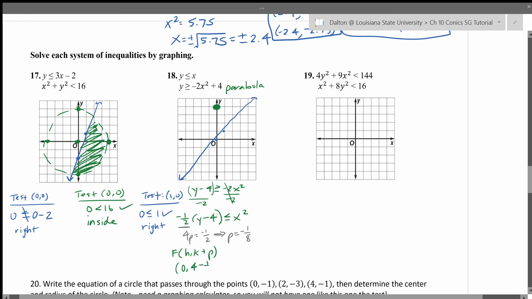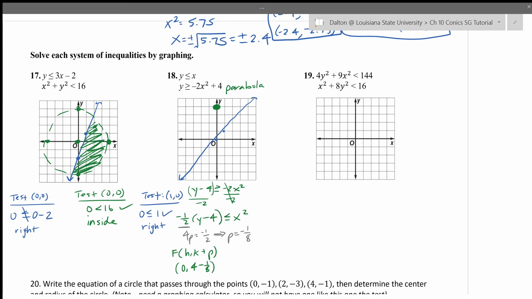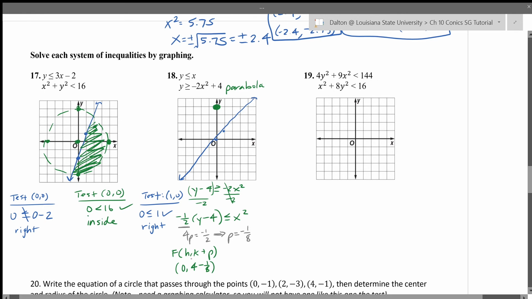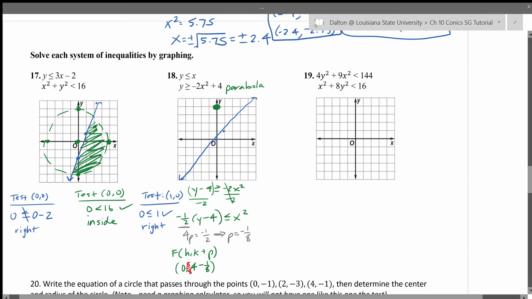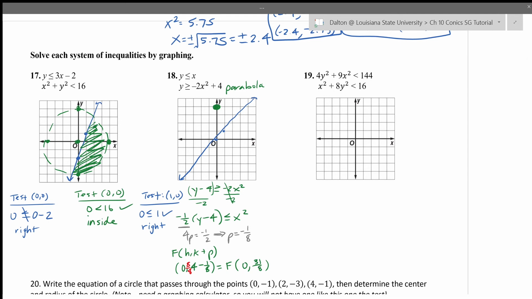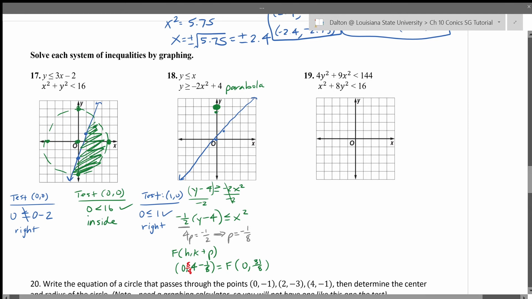So 4 minus 1/8. Again, you need to be able to do this by hand. 4, if we multiply that by 8/8, is the same thing as 32/8. So when we subtract 32/8 minus 1/8, we get that the focus is (0, 31/8). So that focus is almost to 4, but not quite. So when you graph that point, just graph it real close, and always label your focus with an F. Okay, so there's the focus.